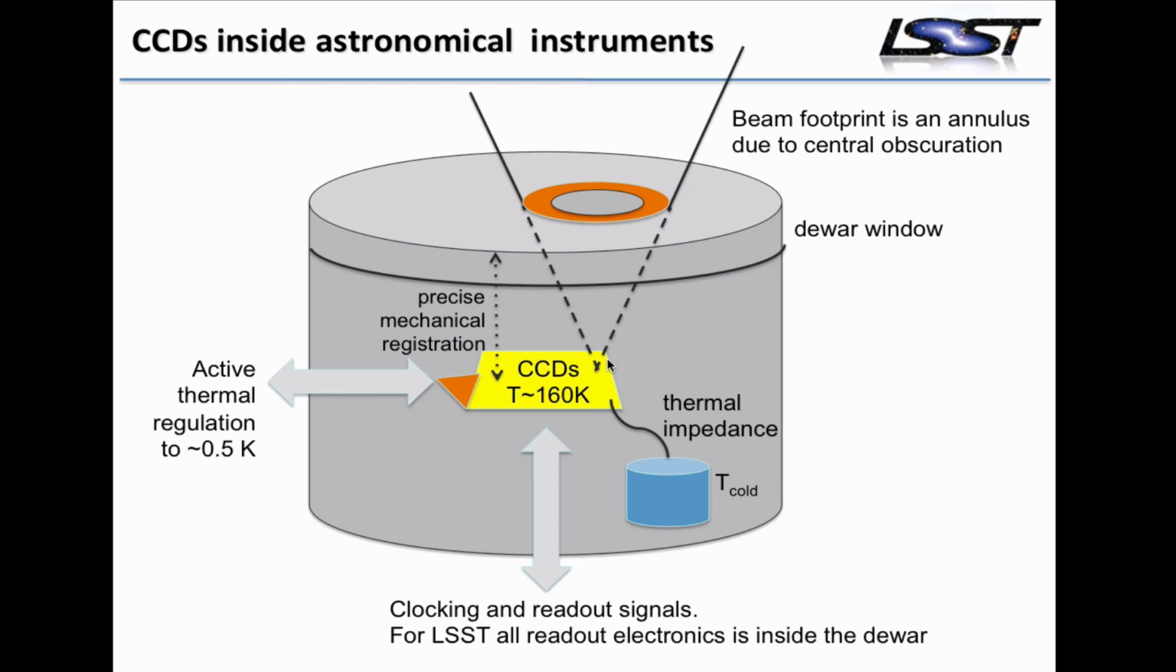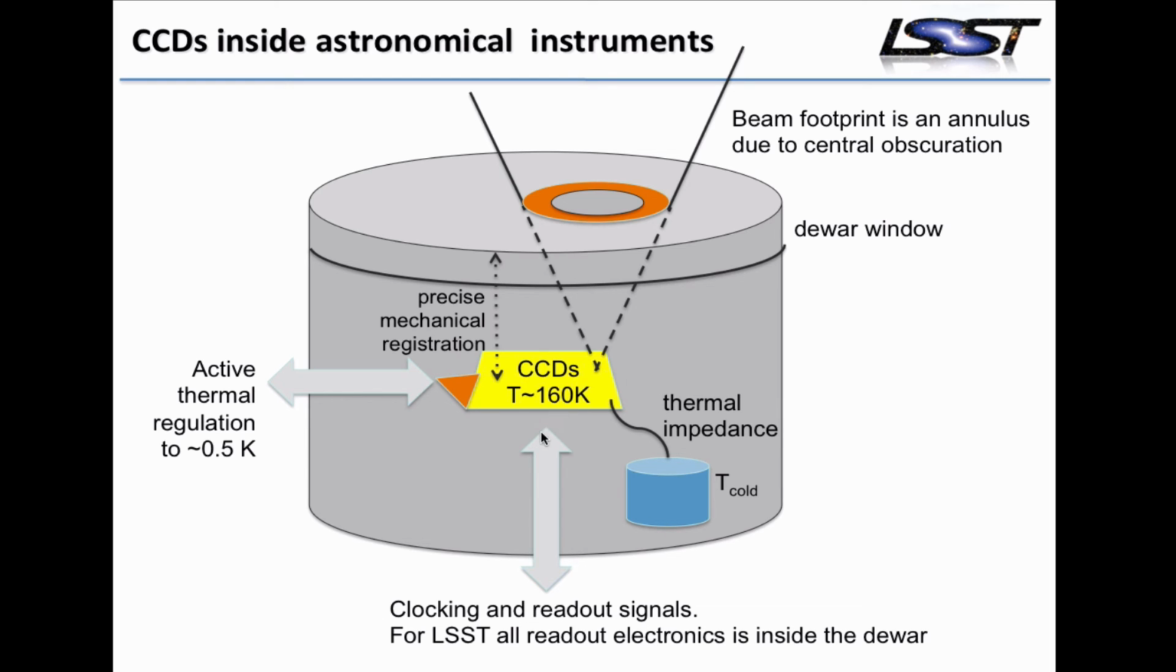The CCDs clearly are part of a bigger instrumental system, and so shown in yellow is a CCD sitting in a notional dewar where a number of things have to happen in order for this thing to perform properly. One is there has to be a very precise mechanical registration of where this thing is placed and what it means to be flat inside the dewar. So there's a precise mechanical engineering problem that has to position this thing to tolerances of a few microns, and that's inside a vacuum system.